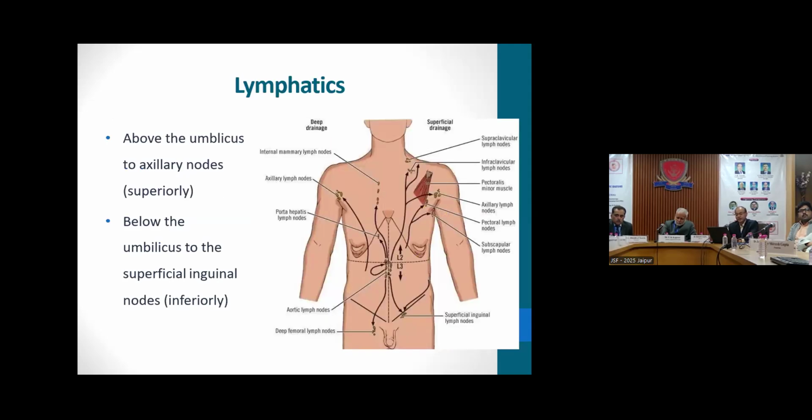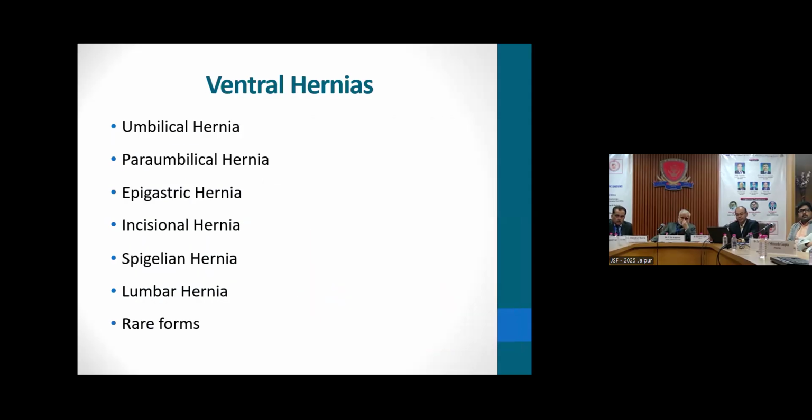Lymphatics: the umbilicus is the watershed area. The lymphatics above the umbilicus drain into the axillary group of lymph nodes, and below the umbilicus, they drain into the inguinal group of lymph nodes. So these incisional hernias are mostly part of the ventral hernias. The other ventral hernias could be umbilical hernia, paraumbilical hernia, and epigastric hernia, which are the midline hernias. Then there could be lateral hernias like Spigelian and lumbar hernias, and other rare forms of hernias.